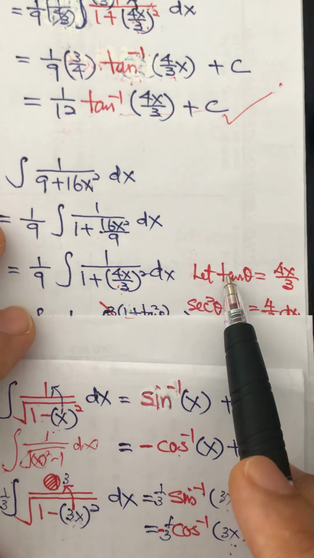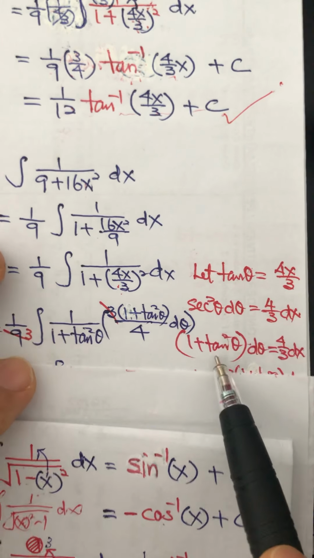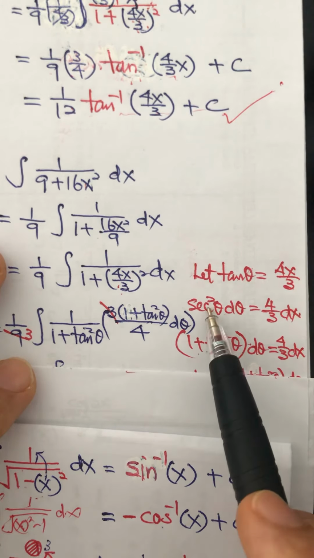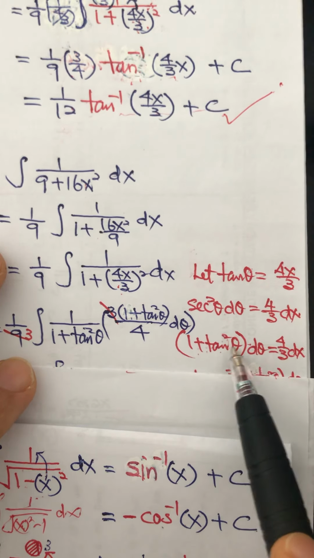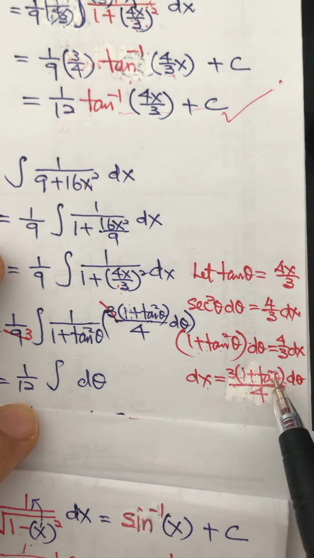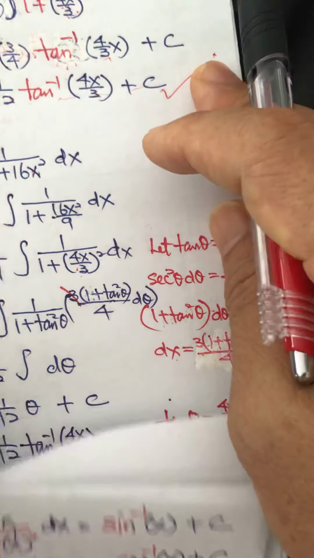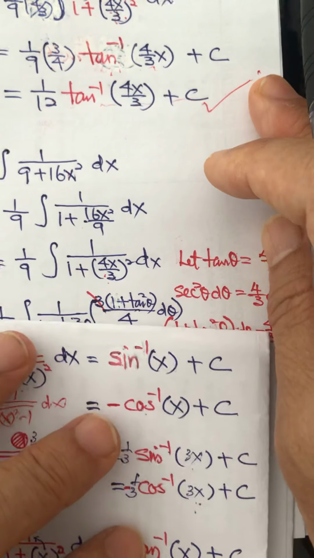Then you differentiate tangent, you get secant square theta. This is 4 over 3 dx. Therefore, your 1 plus tangent square, secant square, is 1 plus tangent square d theta. Therefore, your dx will be 3 times 1 plus tangent square theta over 4 d theta, isn't it? Okay, then we substitute everything back here.